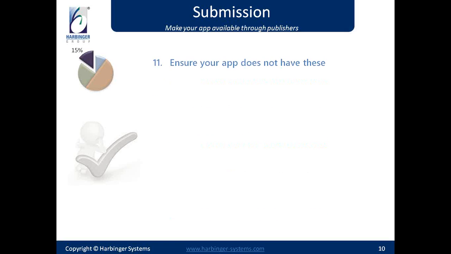So tip number 11 falls under the submission phase. It is probably by far the most crucial tip of all, and it all depends on how well you have followed the previous 10 tips. What it says is that you need to ensure that your application does not have the following things in it. It should not have compilation warnings. Usually, developers submit applications which are error-free, but they have warnings. But mind you, this is one of the most famous reasons why applications get rejected.